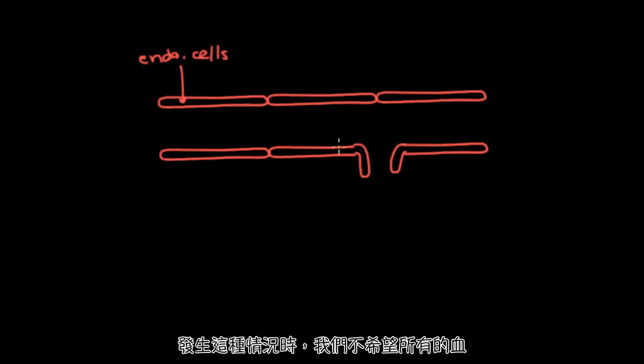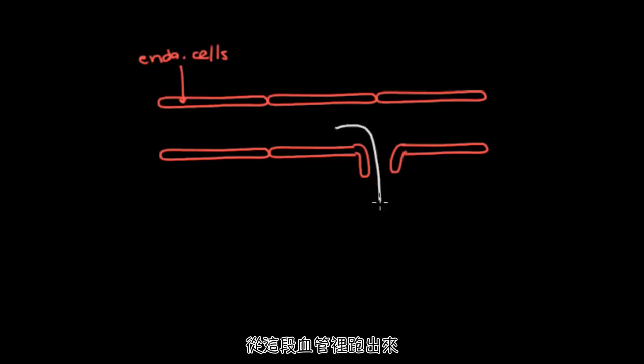When this happens, we wouldn't want all the blood in this vessel to come pouring out of the vessel, because we'd lose way too much blood. And so the body has a method of containing the blood.